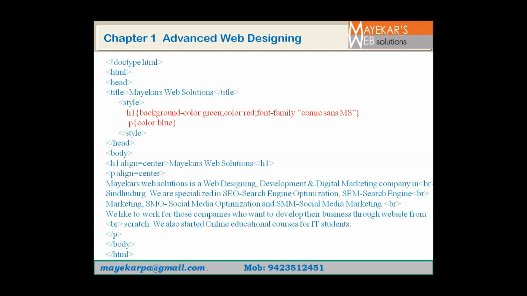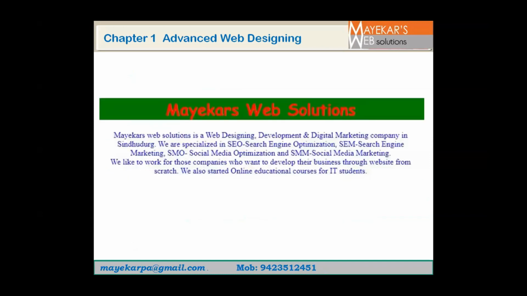Okay, the output will display like this. See, Makers Web Solution is a heading, and that heading is displayed in red color with Comic Sans MS font. Then the background of this particular part, means this heading, is shown with the green color. So here is the first output of h1 style.